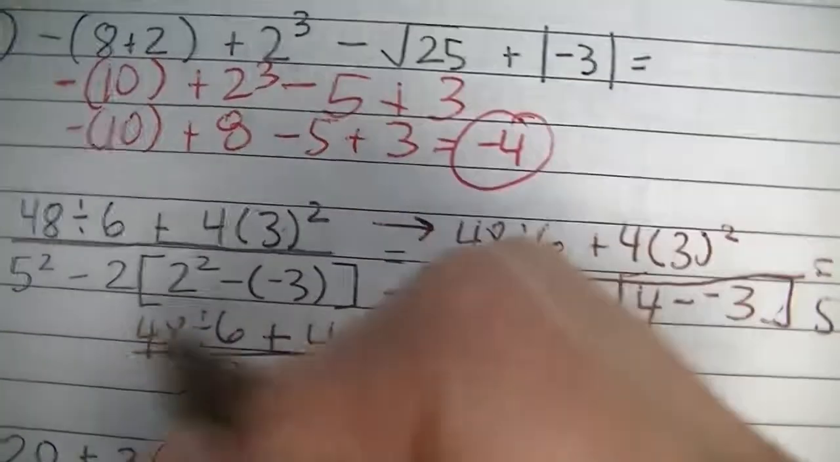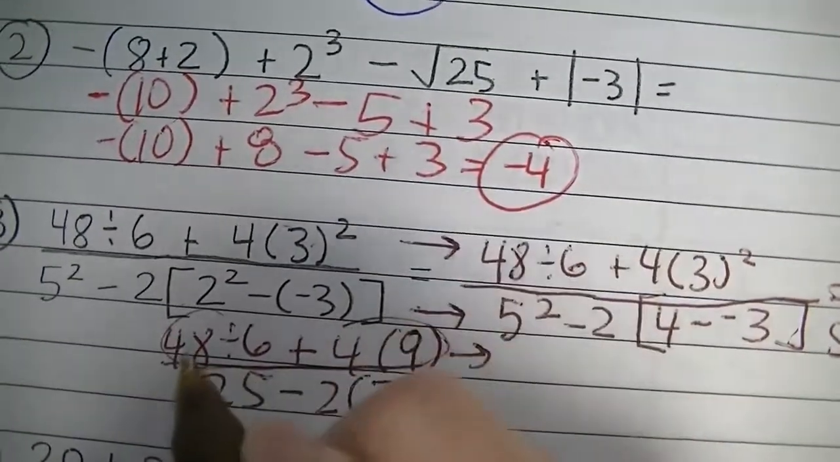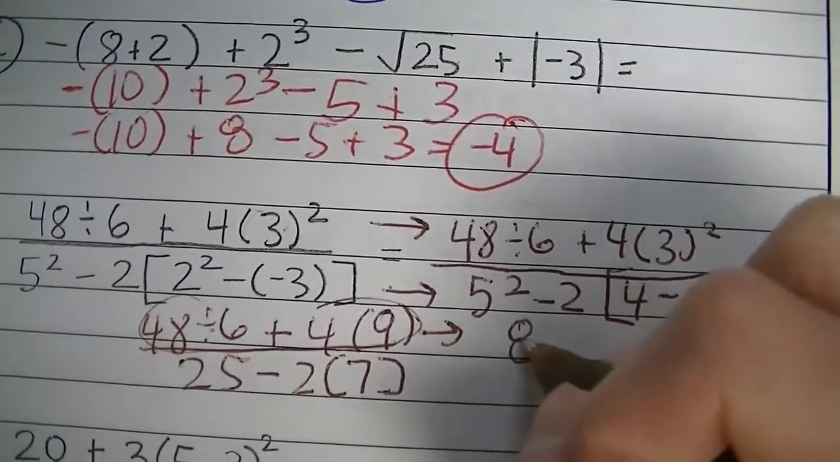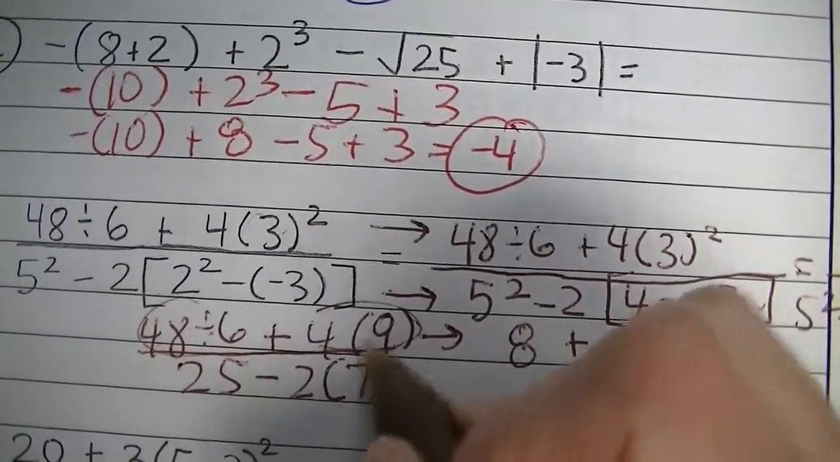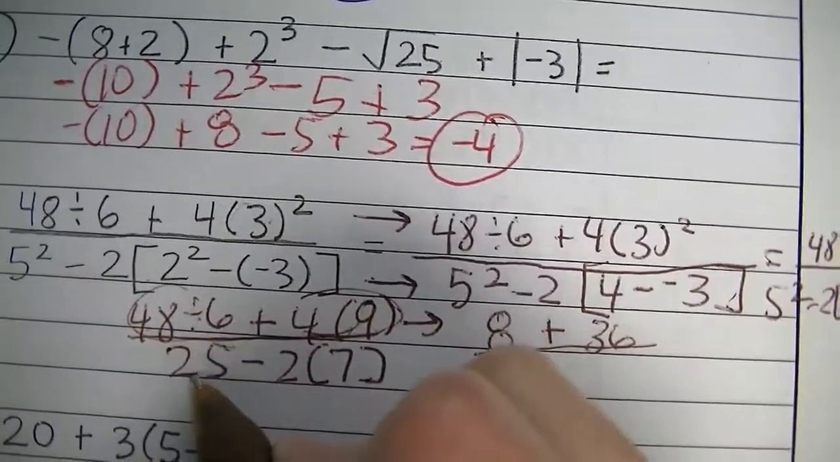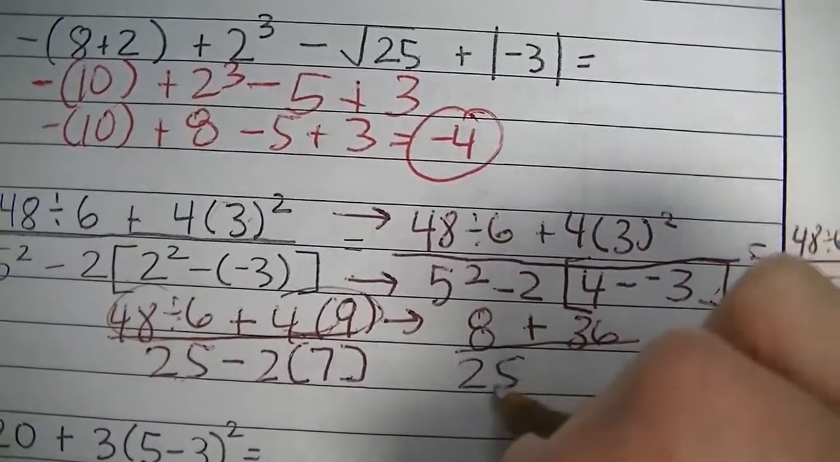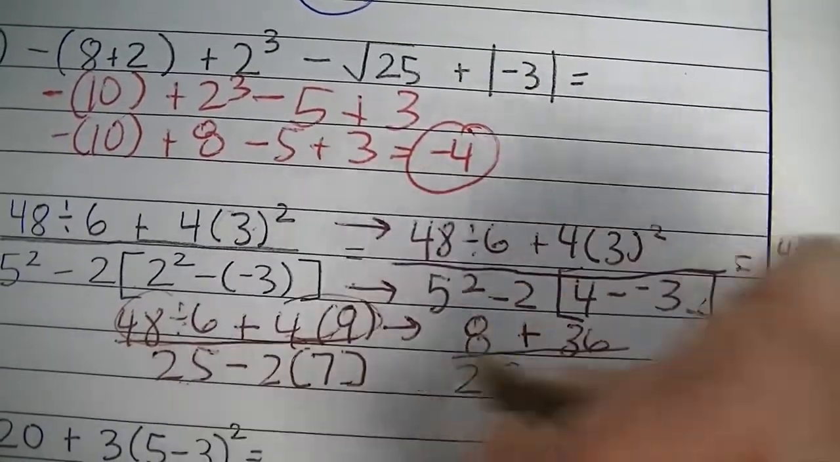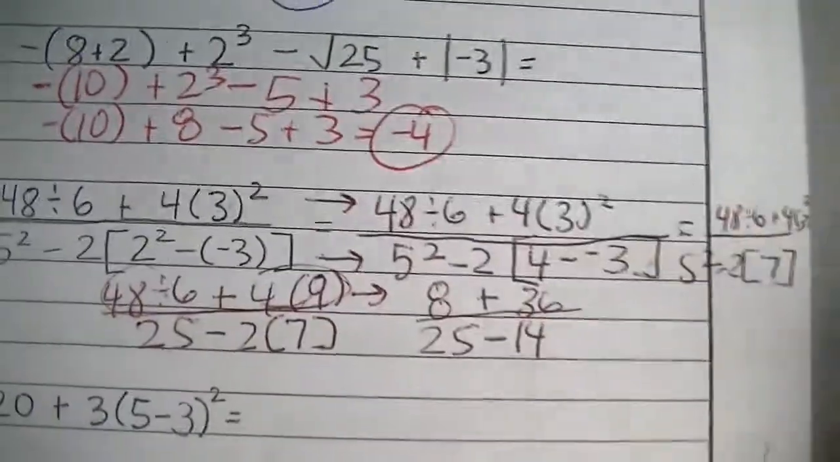Now multiply and divide from left to right. So I'm going to start with this right here. 48 divided by 6 is 8. Plus 4 times 9 is 36. Okay, and then 25. Minus 2 times 7 is a minus 14, or negative 14.